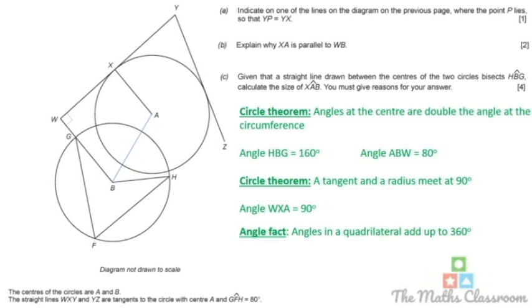Now that we have worked out these angles, we can use some basic angle facts. We know that angles in a quadrilateral add up to 360 degrees. 90 plus 90 plus 80 plus XAB equals 360. We can simplify this to give us 260 plus XAB equals 360. We can then rearrange this to give us that angle XAB is 100 degrees.